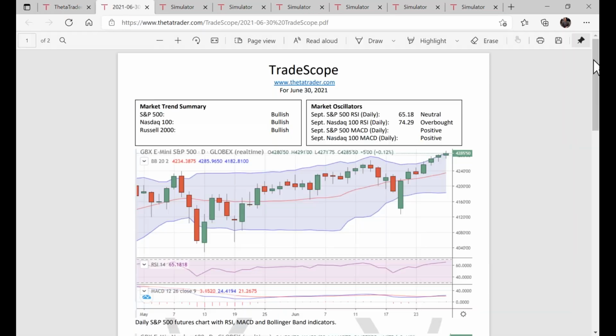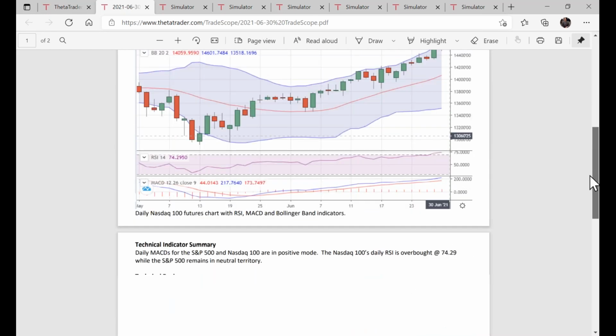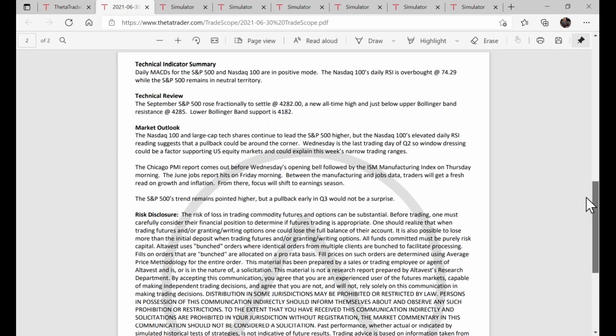I'll also point out we offer proprietary research. We have something called TradeScope. We do this, of course, in-house. That's proprietary. So we're looking at current market conditions on the S&P and stock indices primarily, and then what to look for ahead.